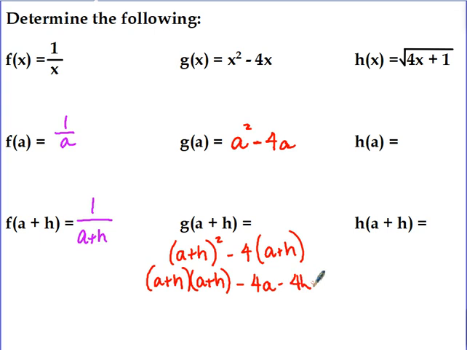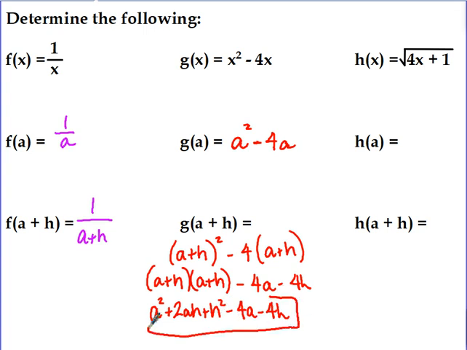So now I'm going to FOIL this. When you FOIL, you get a squared plus 2ah plus h squared minus 4a minus 4h. And actually, there's no more simplifying I can do here. I can't combine any like terms. This is the only a squared, the only ah, the only h squared, the only a, the only h. So this is what you get. And you're going to see a lot of that kind of algebra today. So we're going to brush up on our algebra skills.